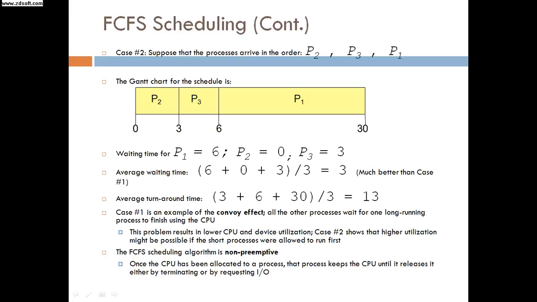To avoid the convoy effect we have to execute the low burst time processes first and then the longer ones. Here we can achieve higher CPU utilization. Finally, FCFS scheduling comes under the category of non-preemptive. Once the CPU has been allocated to a particular process, that process keeps the CPU until it releases it, either by terminating or by requesting input output.